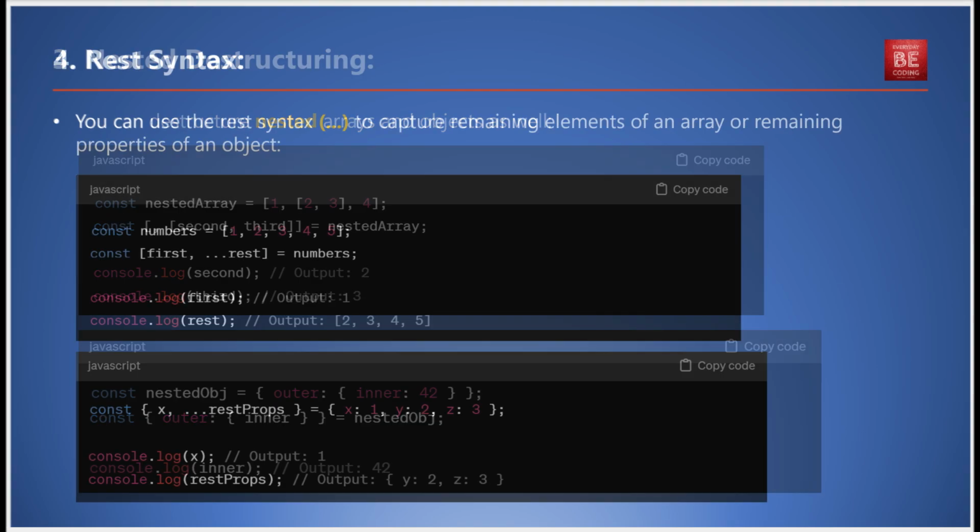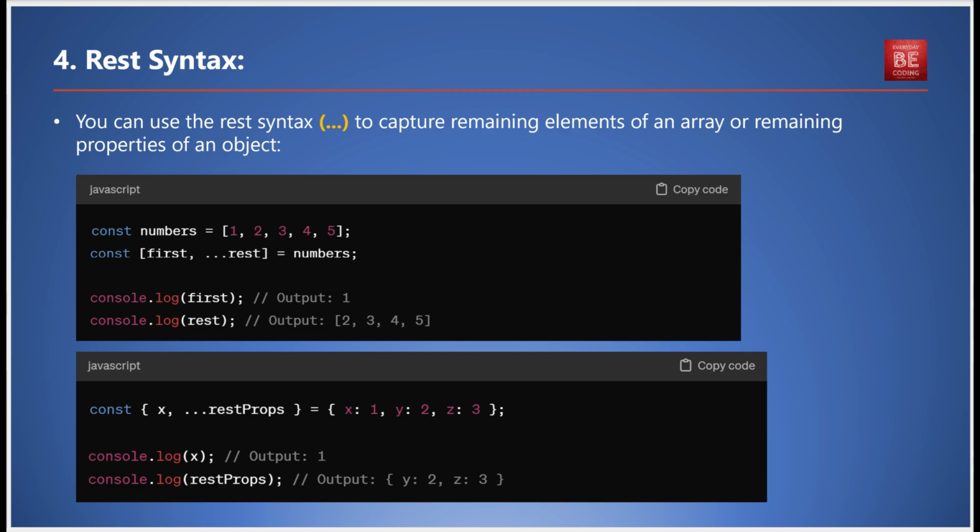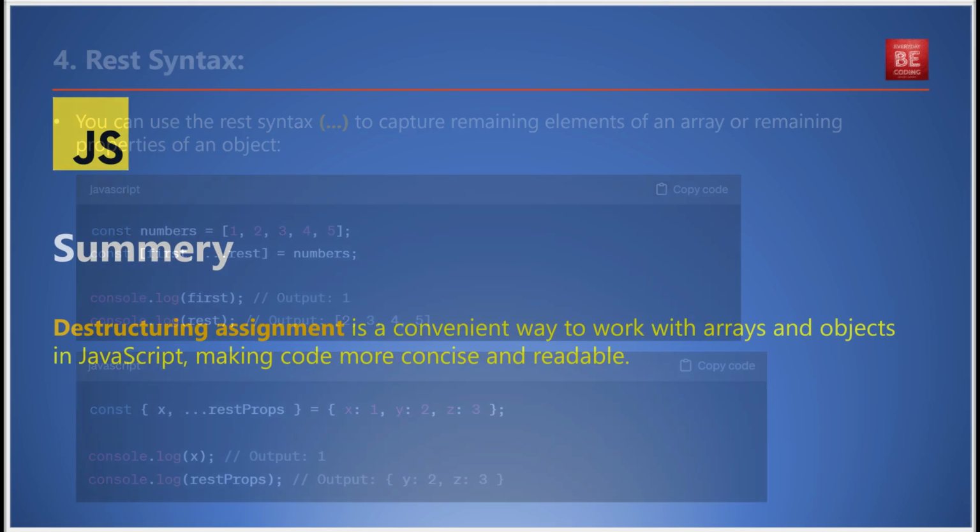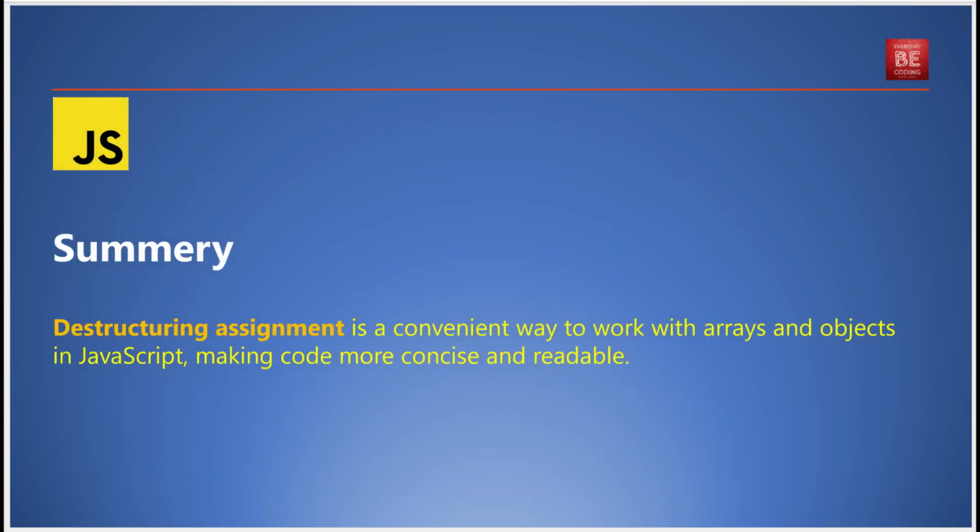Finally, the rest syntax, represented by 3 dots, captures the remaining elements of an array or remaining properties of an object. For an array like [1, 2, 3, 4], you can extract the first element and the rest with const [first, ...rest] = numbers. This will give you 1 for first and [2, 3, 4] for rest. Similarly, for an object like {x: 1, y: 2, z: 3}, you can extract x and the rest with const {x, ...restProps}.